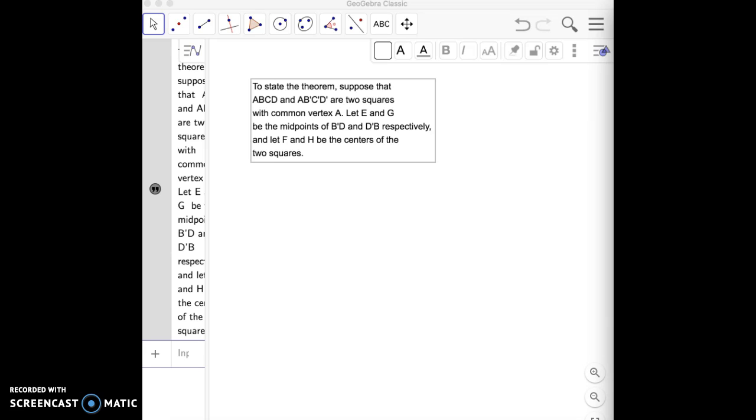This theorem, for example, states that suppose that you have quadrilateral ABCD, and you have AB'C'D'. So why is the A the same? Because they have a common vertex A. Let E and G be the midpoints of B'D' and BD respectively, and let F and H be the centers of the two squares. So the last statement, which isn't on that text right there, is that quadrilateral EFGH is a square.